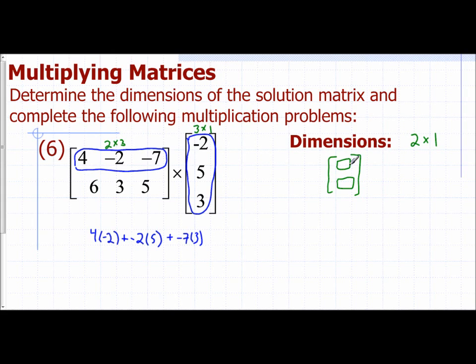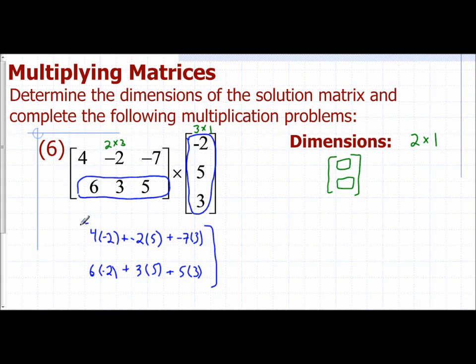And that's going to give us, we multiply the first row by the first column, that's going to give us row 1, column 1 in our final matrix, that sum. And so then we repeat the process with row 2. You have 6 is going to be multiplied by your -2. So you have 6 times -2 plus 3 times 5 plus 5 times 3. And so when we find the sum of each of these, it will give us our end result.